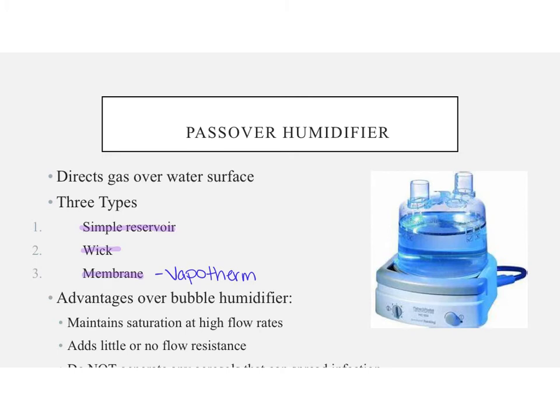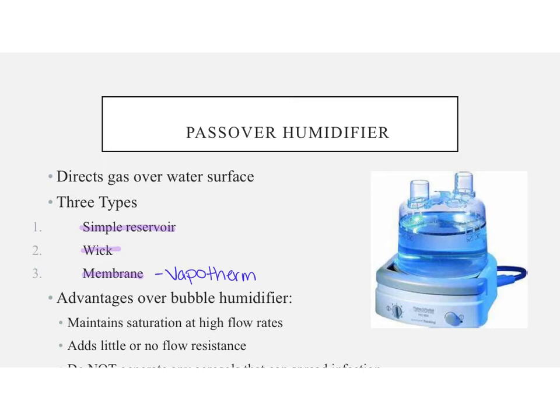So a membrane humidifier is going to use a hydrophobic membrane, so that membrane doesn't like water. And that membrane is going to separate the gas and water reservoirs. So as the gas goes by it, water vapor can pass through the membrane, but liquid and pathogens cannot.